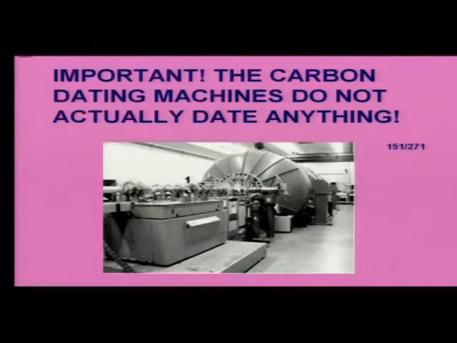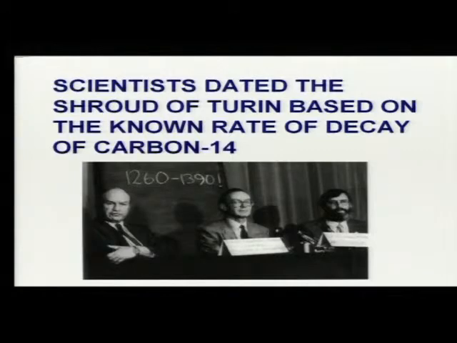Carbon dating doesn't actually date anything. What happens is the people who interpret the results basically use the known rate of decay of C14, and using this known rate of decay, you can see in the British Museum that various specialists have said that the Shroud of Turin, based on carbon dating, is from 1260 to 1390.